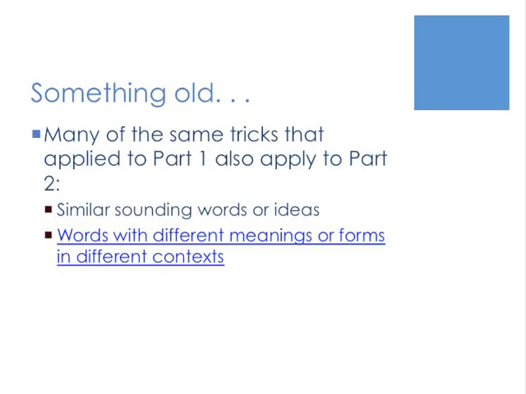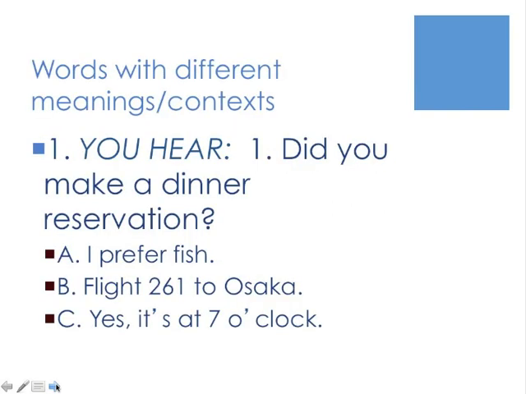Another trick that we saw in Part 1 is when we have words that have either different meanings or forms that exist in different contexts. So, for example, we do hear the word dinner in the answer choice, which means immediately a student might think that we're looking for a food answer. Well, that's true. Dinner is talking about food, but that's actually not the focus of the question. It's a dinner reservation. Now, of course, reservation could also trick us here, because we often think of reservations with restaurants, but we could also think of a flight reservation, when we have a ticket booked for a particular flight.